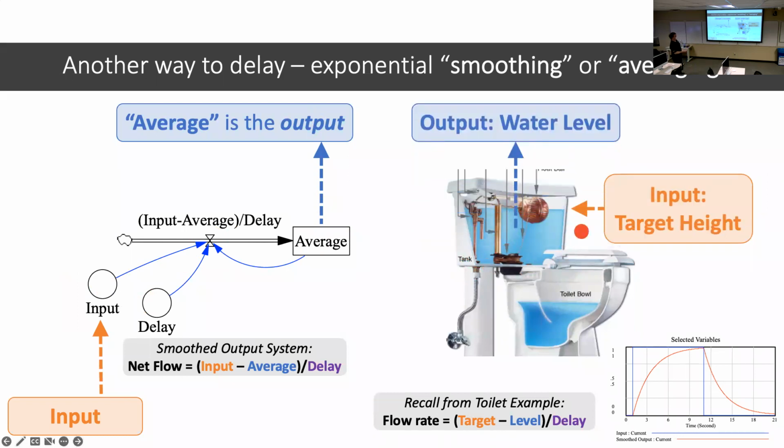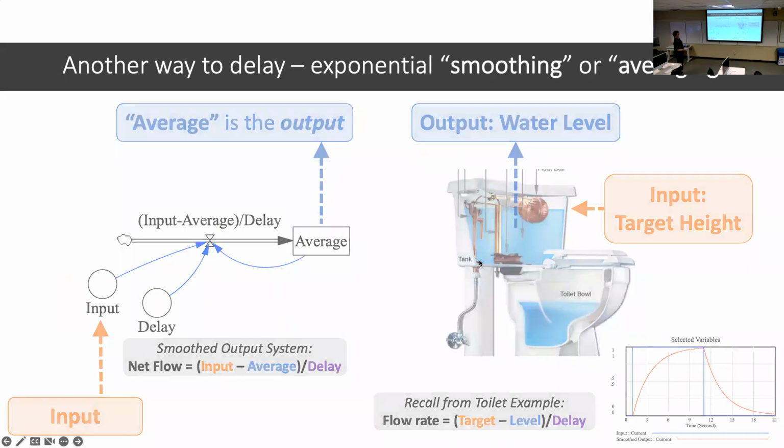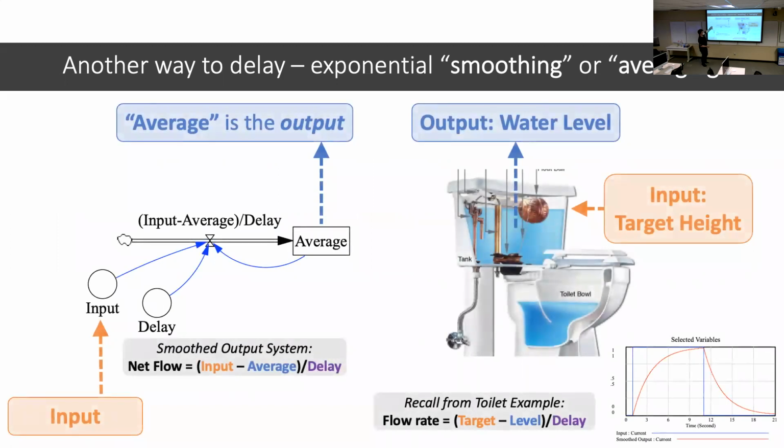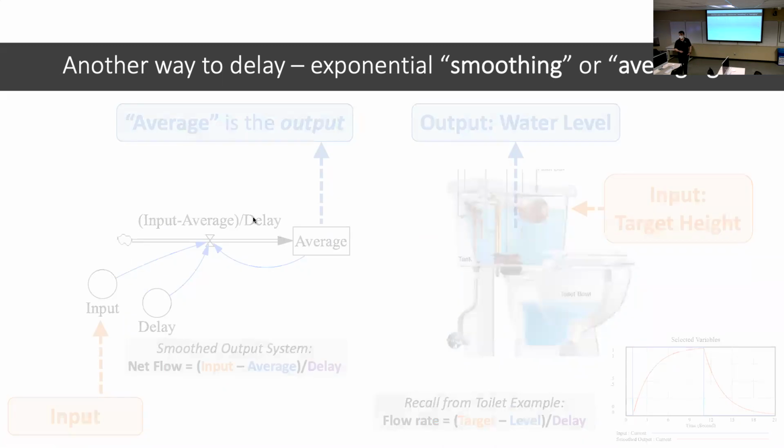So that's what I'm saying here. The input is the target height. The output is the actual water level. The delay is how sluggish the valve is. So that's one way you can think. Whenever I talk about smoothing delays, just think about the toilet model. And that's exactly what this little diagram is. It really is input minus average. That's the tank gap, divided by delay. That's the time constant for the toilet.